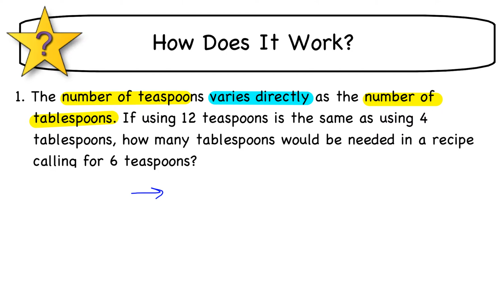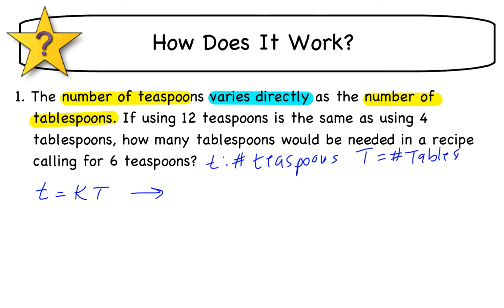So it says if using 12 teaspoons is the same as using 4 tablespoons, how many tablespoons would be needed in a recipe calling for 6 teaspoons? Well, here's what we know to begin with. I'm going to let little t be the number of teaspoons, and I probably should have defined that here. Little t is the number of teaspoons, okay? And then we're going to define capital T as the number of tablespoons. Okay, so just so we have our variables defined there.